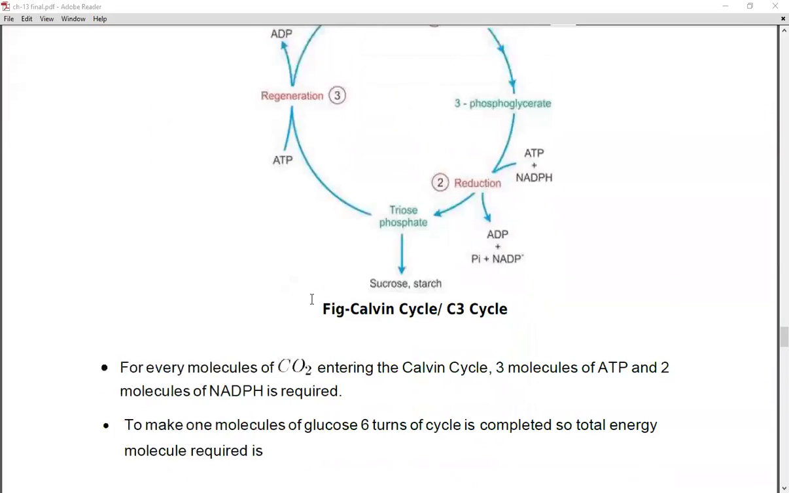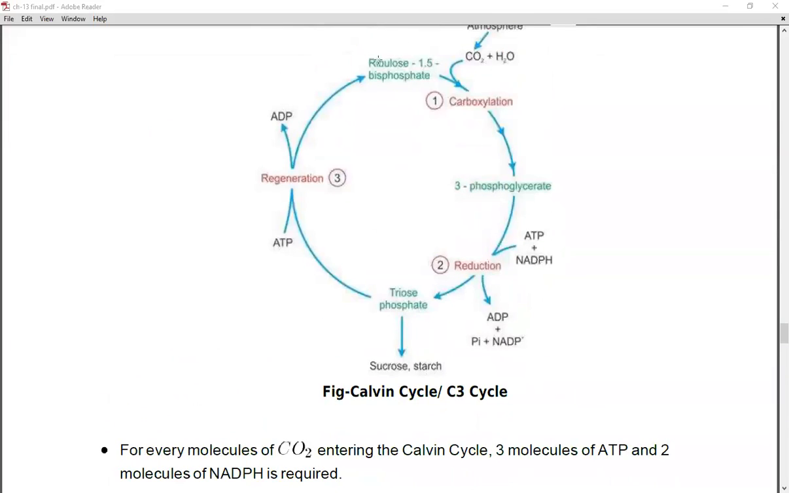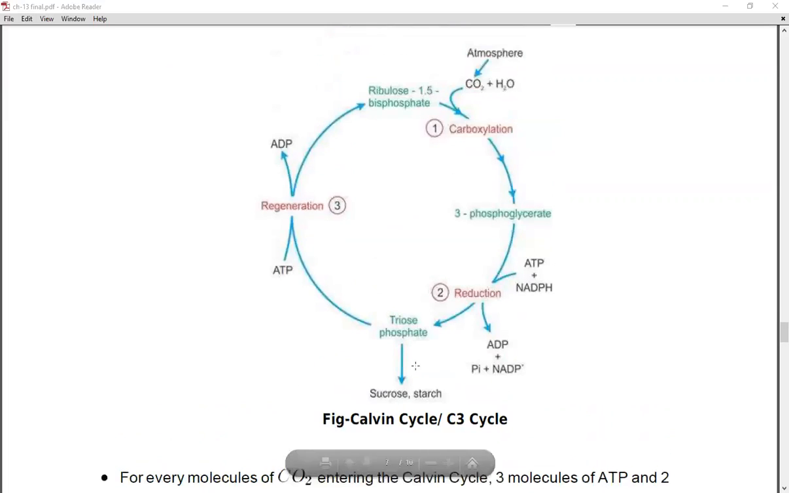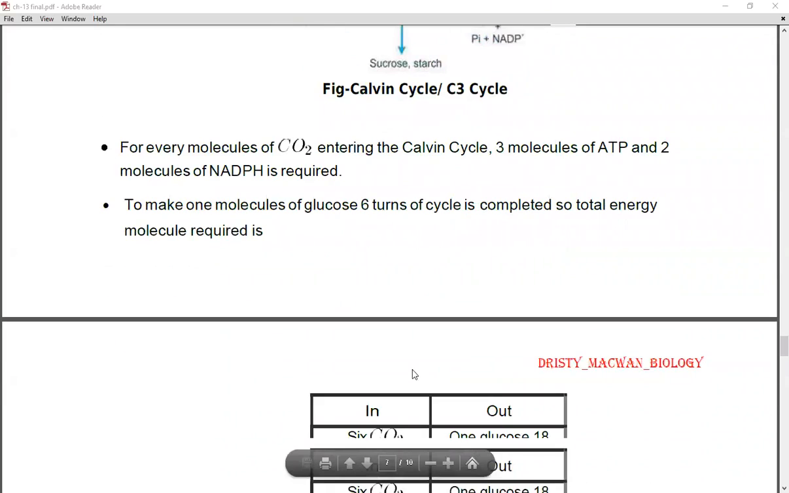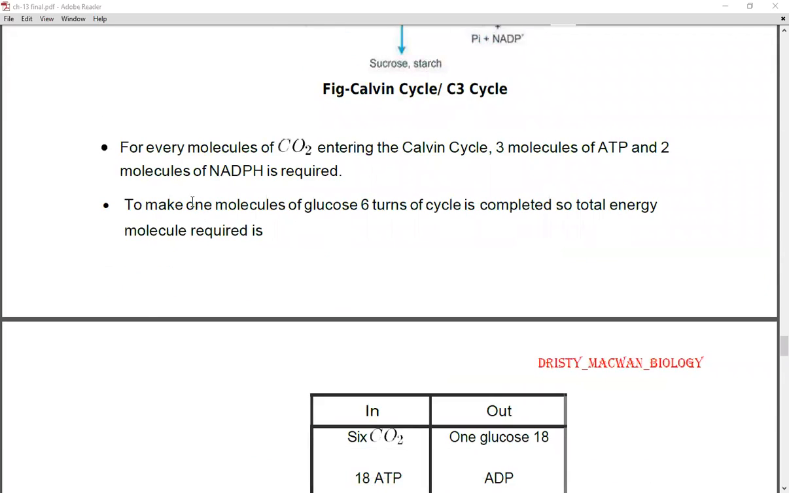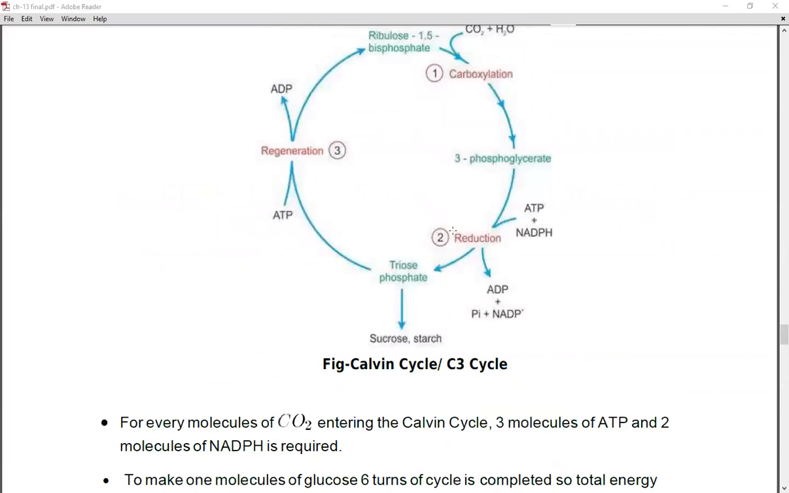So you need to draw this figure, and you need to memorize this figure, because the whole cycle you can explain from this figure, right? So this is one of the most important topics which is regularly asked. Now for every molecule of CO2 entering into the Calvin cycle, 3 molecules of ATP and 2 molecules of NADPH are required. Now let's calculate this, right?